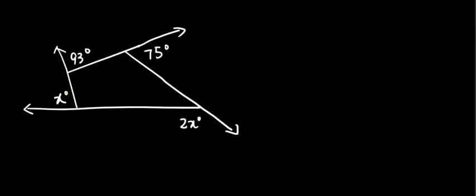Alright, let us continue. Our job is to find what is the value of x. This time we're going to use a different rule. The rule says that the sum of the exterior angles of a convex polygon is always 360.